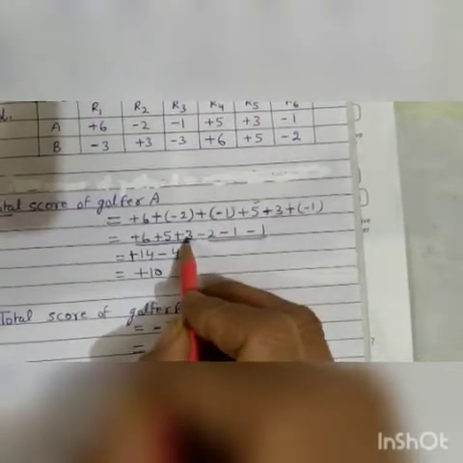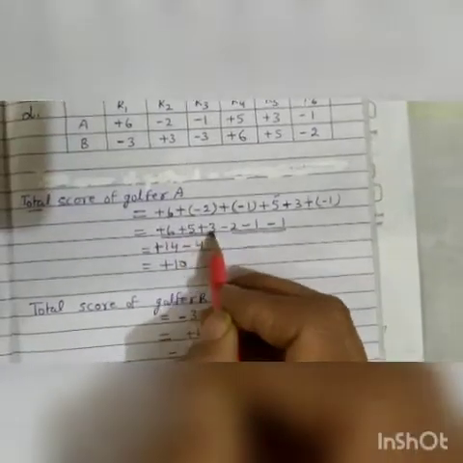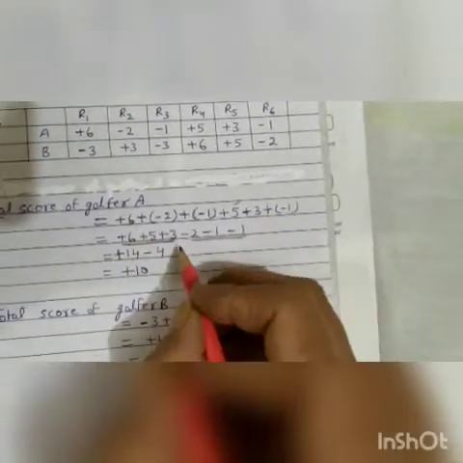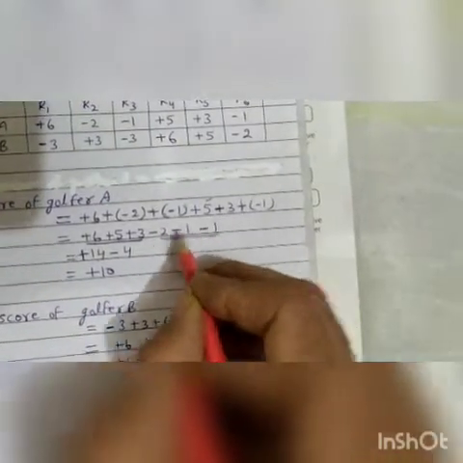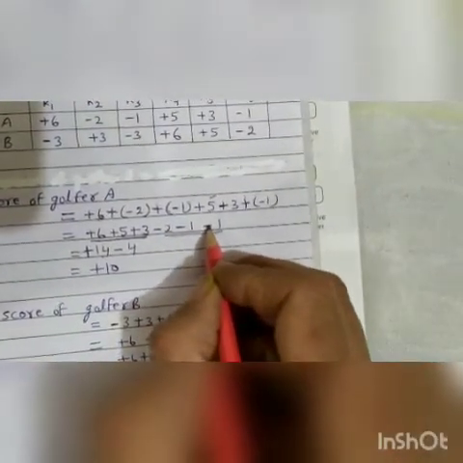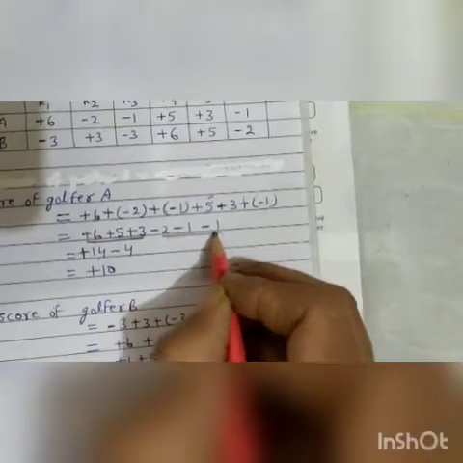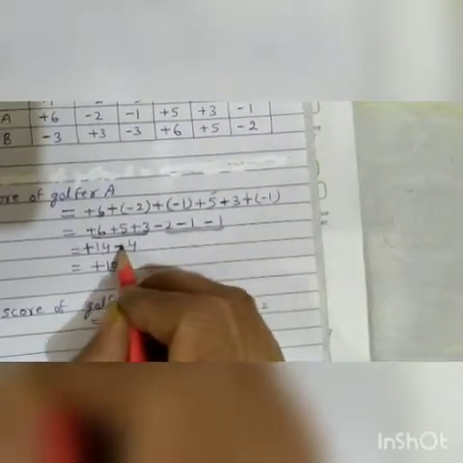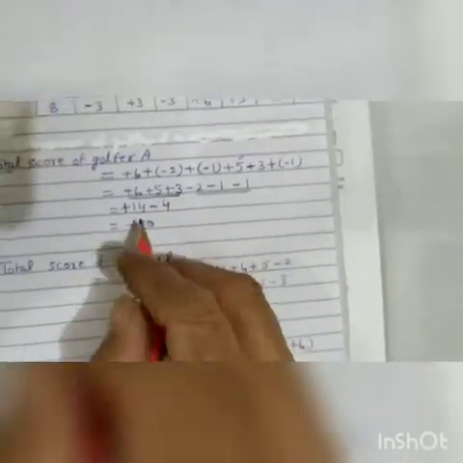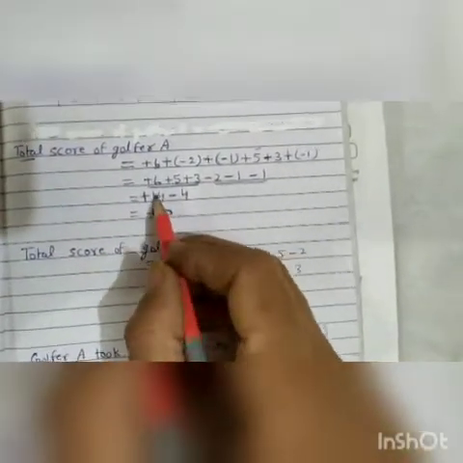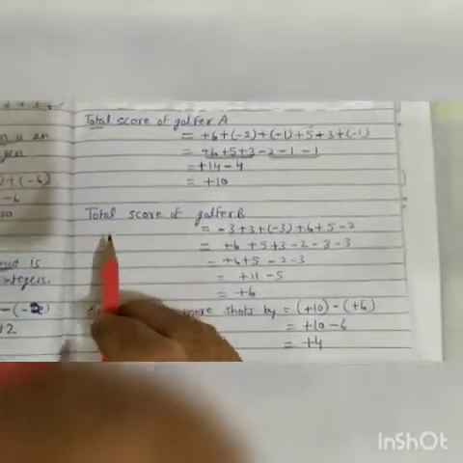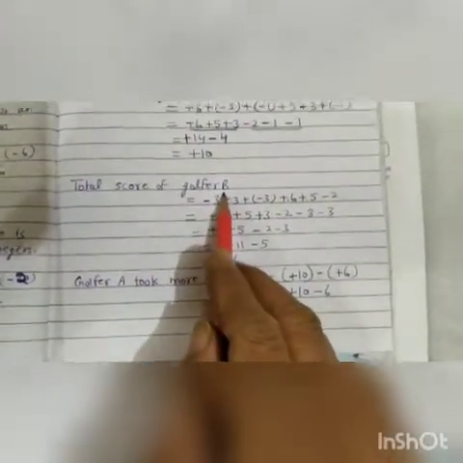When we add these 3 integers, 6 plus 5 is 11, 11 plus 3 is 14. It is plus 14. Now minus 2, minus 1, minus 1. All 3 integers are with minus sign, so we will add these 3 integers. 2 plus 1 is 3, 3 plus 1 is 4. It will be minus 4. Now plus 14 minus 4. We will solve it. We get plus 10. In the same way, we will find the total score of golfer B.